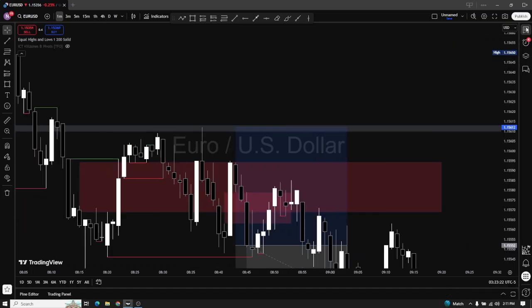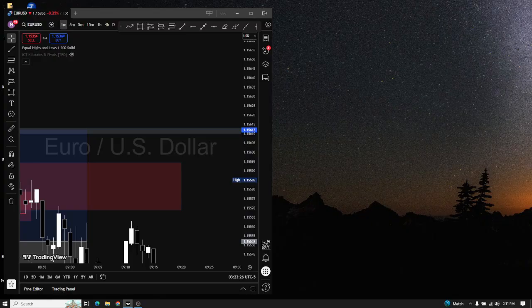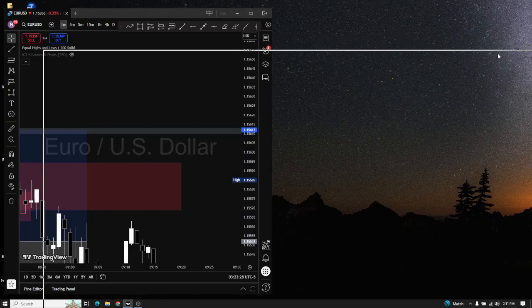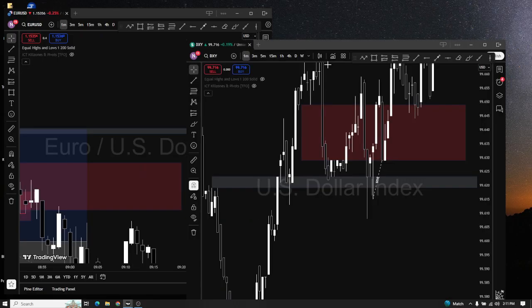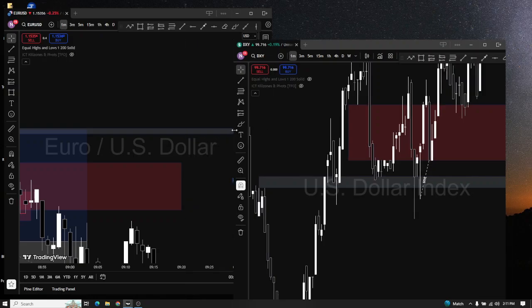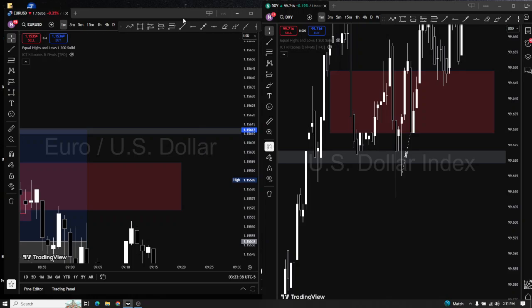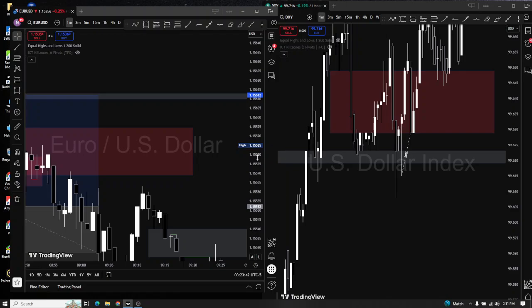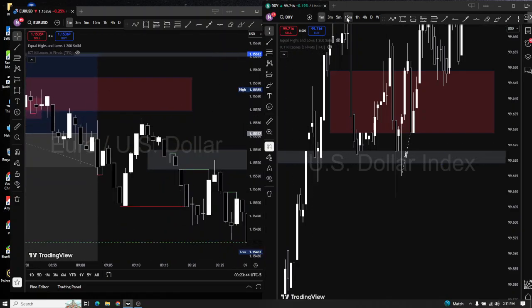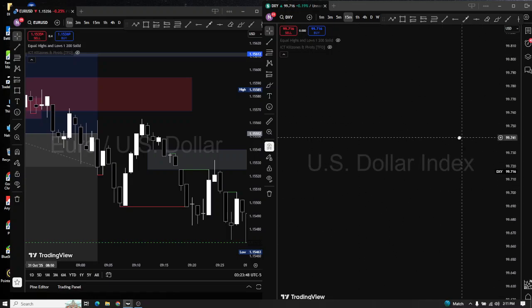Maybe I can do something like this so you guys can see it pretty easily. I'm going to bring this over here and zoom out like this. Once I shifted into the 1-minute time frame, here you can see on DXY there is also this bullish fair value gap.